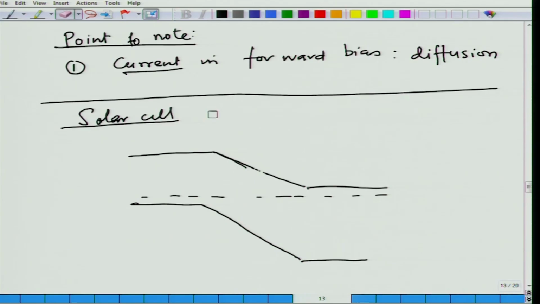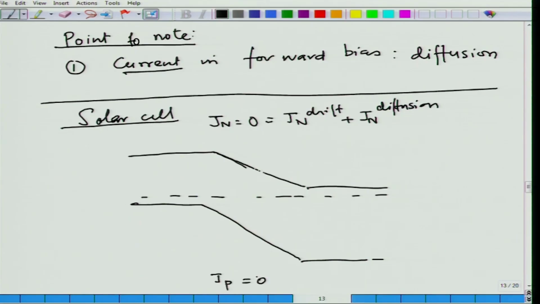and if I look at what is happening in equilibrium, J n is equal to 0, which is equal to J n drift plus J n diffusion. Hence, no current is passing through this even when I connect these through. The same thing is going to be true for J p; J p is going to be 0.